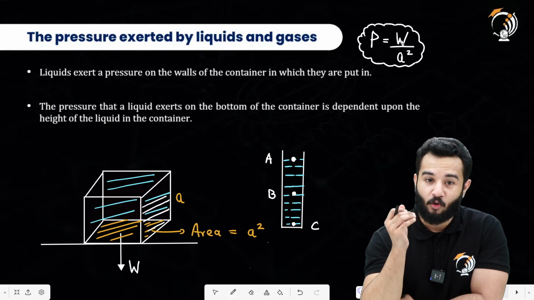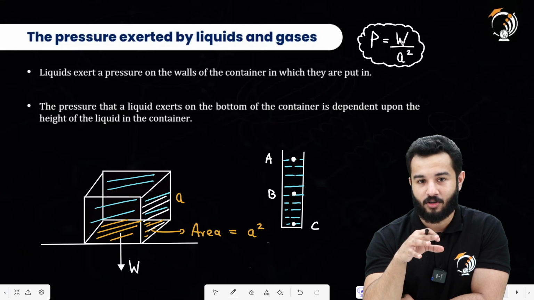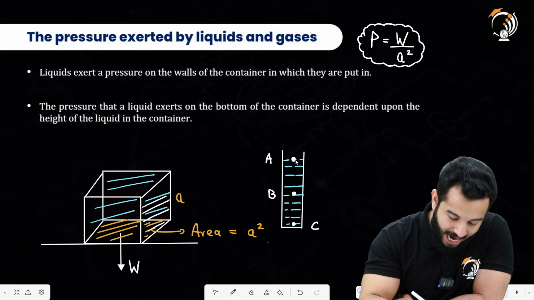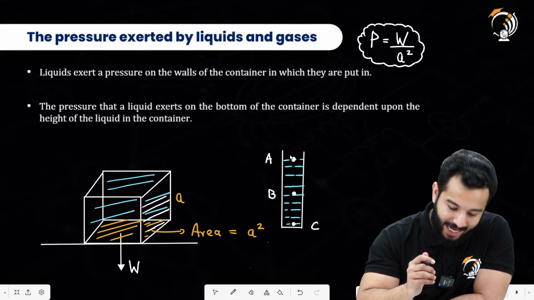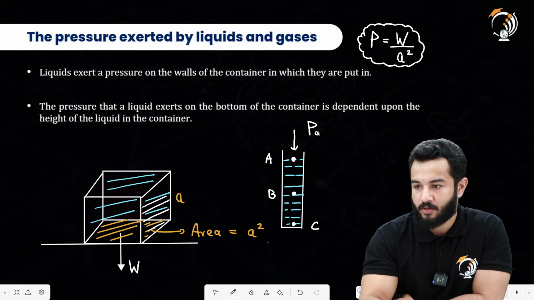So the pressure that the atmosphere applies on us on the ground is known as atmospheric pressure. If you talk about point A, at point A there is just atmospheric pressure acting on it, and we usually write it as P naught, right?